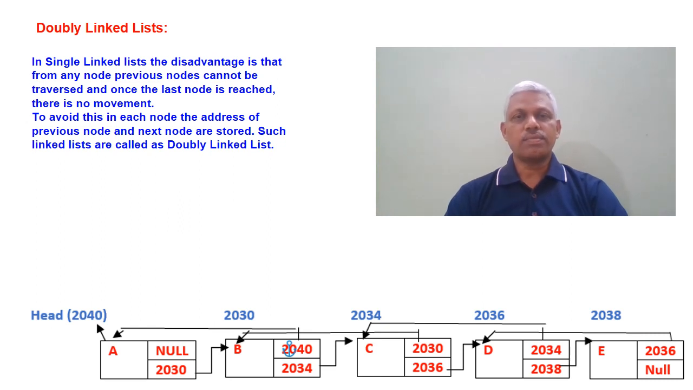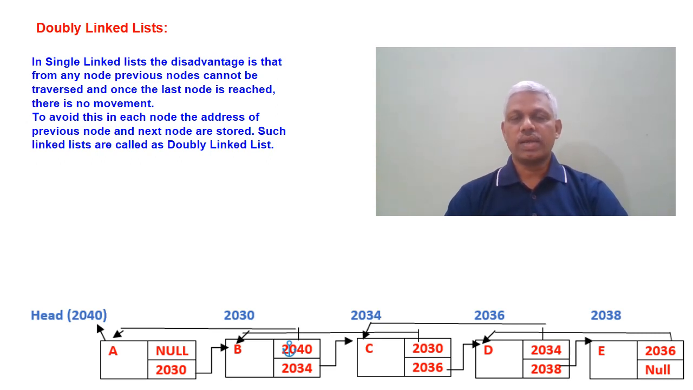So at every node, we'll have the data and two addresses, one pointing to the next node and one pointing to the previous node. Here we have an example. We have a head node, 2040, and null is there in the previous address field here. It being the starting node, there is no previous node for this. Null is placed at that location and then 2030 is pointing to the next node. When it comes to node B, 2040 is pointing to the previous node now. 2040 is the previous node, 2034 is the next node.